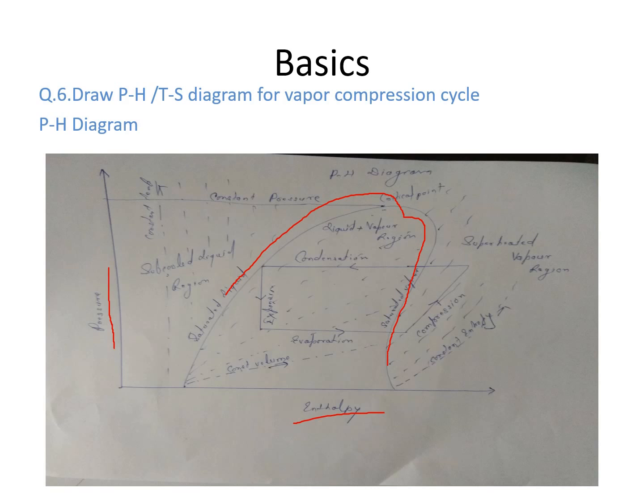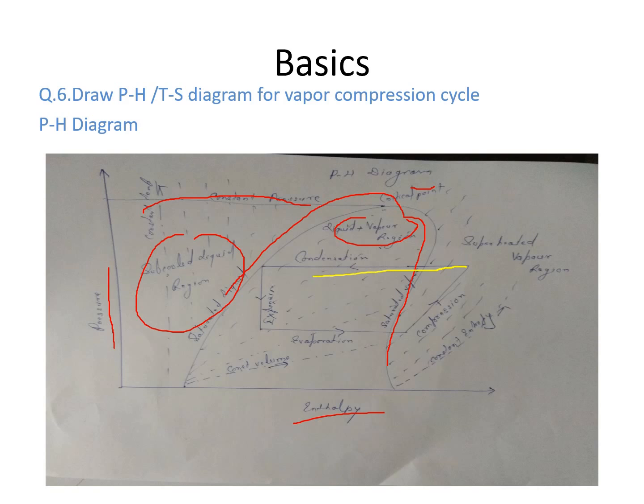This is the saturated liquid, this is the critical point, this is the saturated vapor region, then this is the constant pressure line, this is the subcooled liquid region, and this is the wet region. So this is overall the basics of the diagram, but what is actually needed is what the pH diagram means. This is what you have to draw.